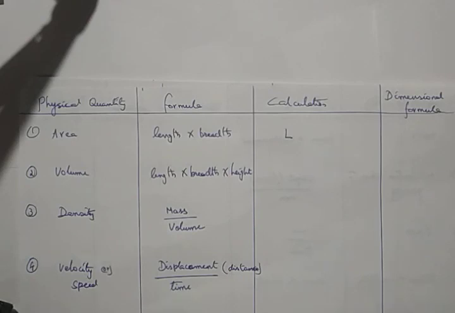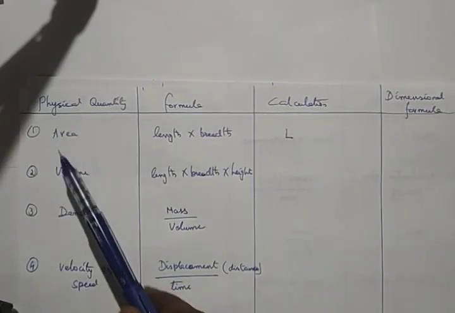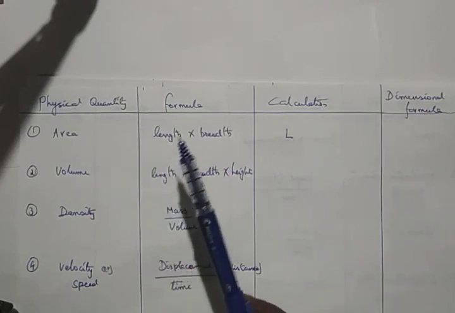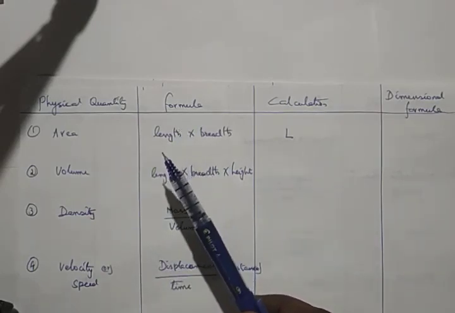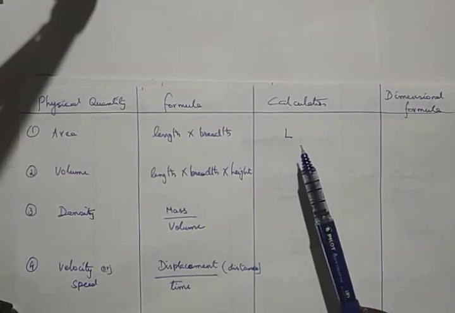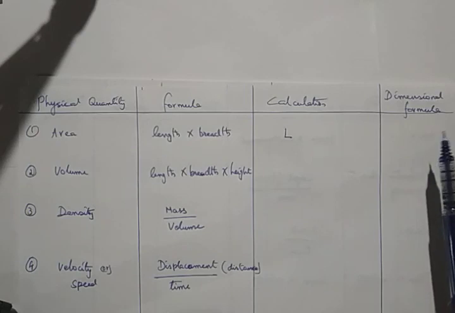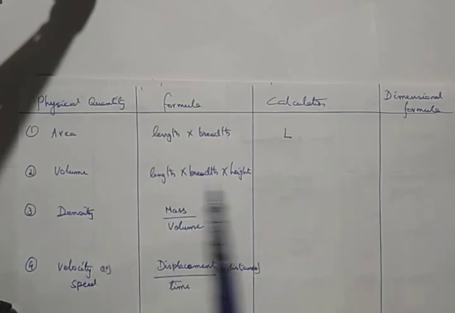So here we are going to see a list of dimensional formulas, and the basic parameters of the physical quantities are given here, and the list is being made already, and the formula, we already know many of the formulas, and we're going to calculate how the dimensional formula will work, and we're going to finally do this one. So in your notebook, in your register, you can divide it into four columns, and you're going to write this.